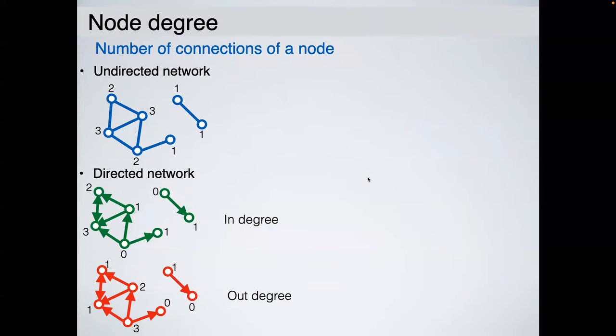So you have this network which is undirected. The degree here is 2, and here it's 3, the number of connections. So that is the degree. Here you have the number corresponding to the in degree. So this node has 3 incoming edges, but this one has only 1, for instance. And here is the out degree. You see that this node has 2 outgoing edges, so it has an out degree of 2.